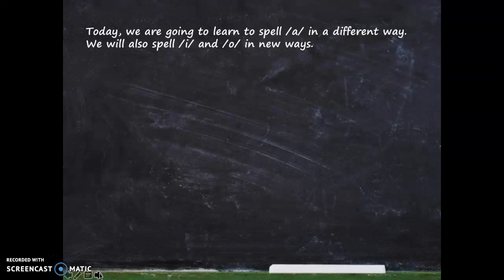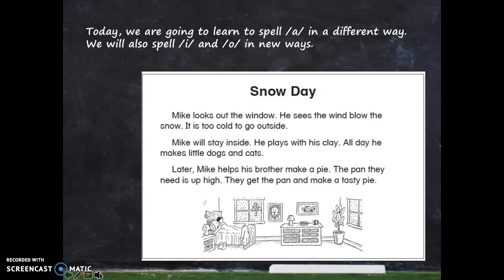Today we're going to learn to spell A in a different way. We're also going to spell I and O in a couple of new ways. So you should have your reading passage in front of you, students. I will give you a second to get that out. That's going to be on student page 37. Pause this video if you need to go get your reading passage and come right back.